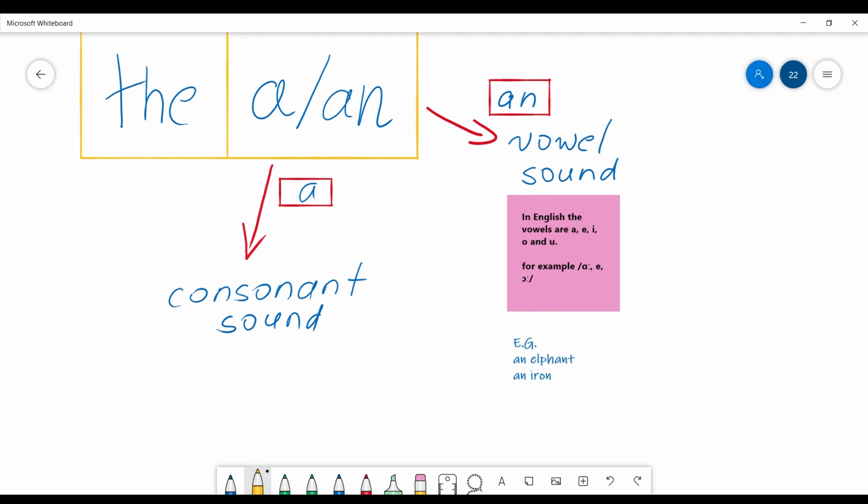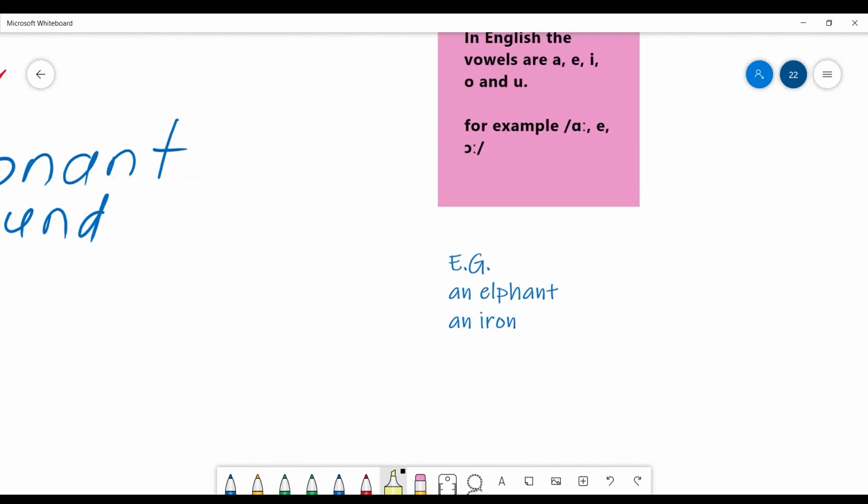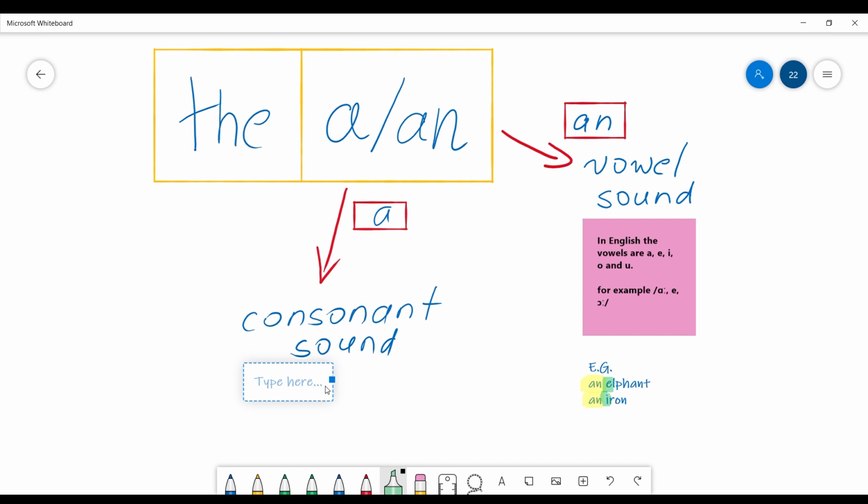So here we have an elephant and an iron. Let's look at it closer. We are using the article "an" because those nouns start with the vowel sounds e for elephant and i for iron.